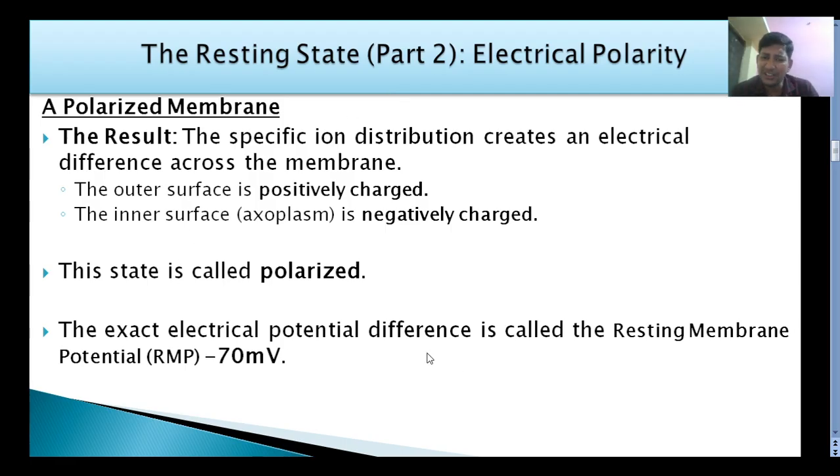If you measure the electrical potential difference of a resting neuron, it is minus 70 millivolts. With the help of a voltmeter, if you measure the electrical potential difference, that is called the resting membrane potential. You should remember, the electrical potential difference across a resting plasma membrane of the neuron is called RMP, resting membrane potential, and it is minus 70 millivolts.